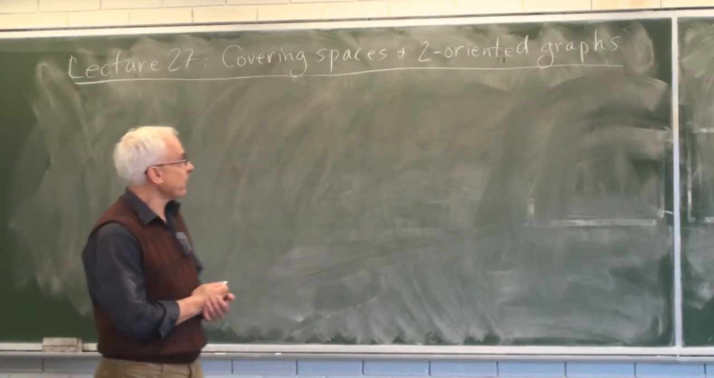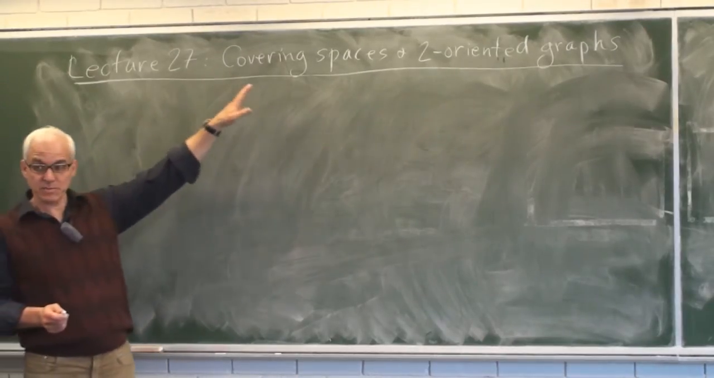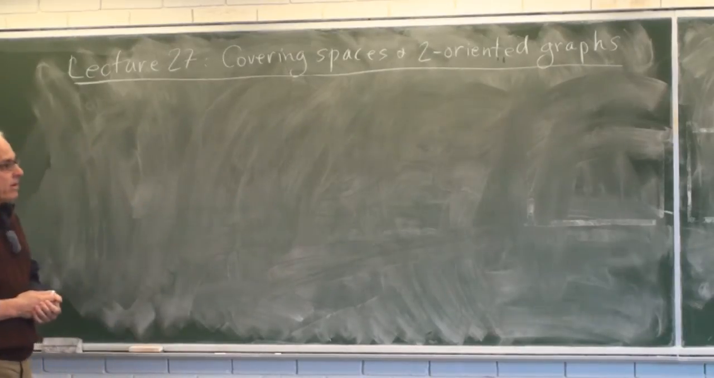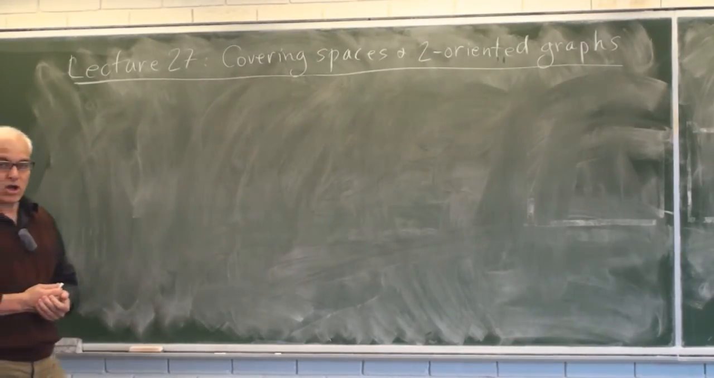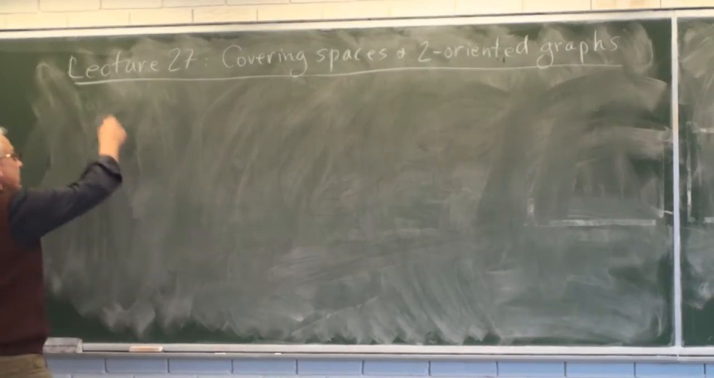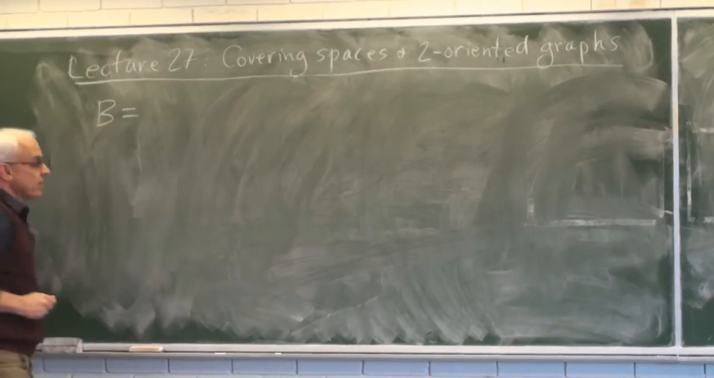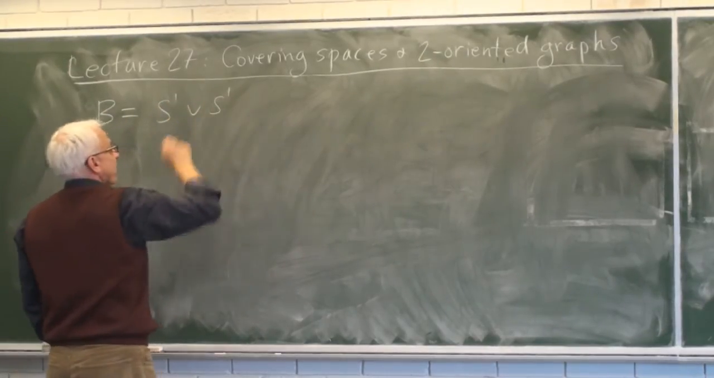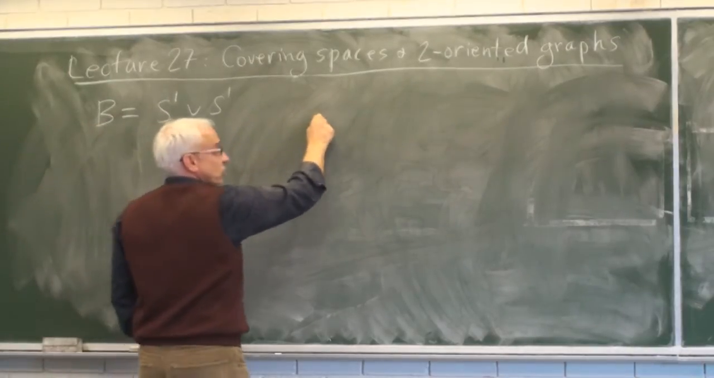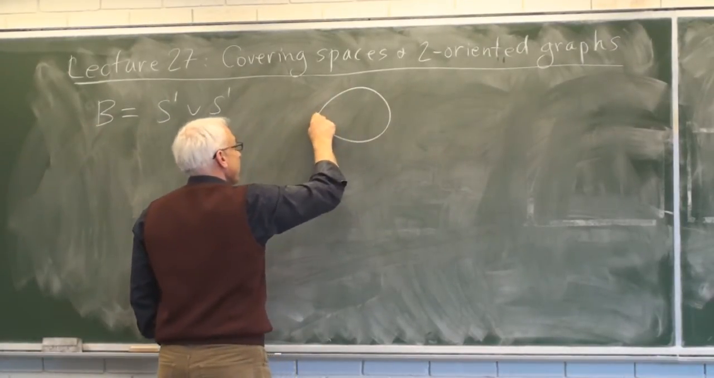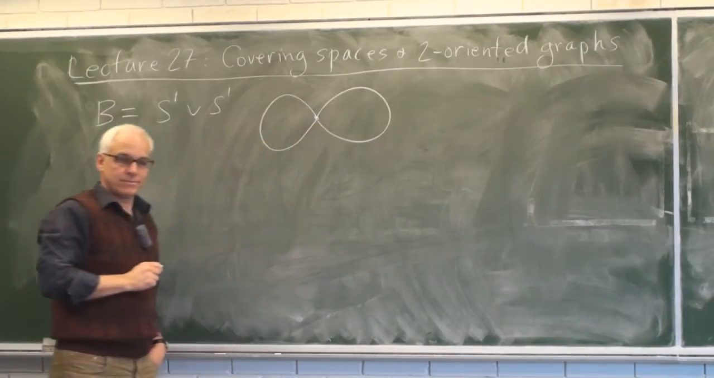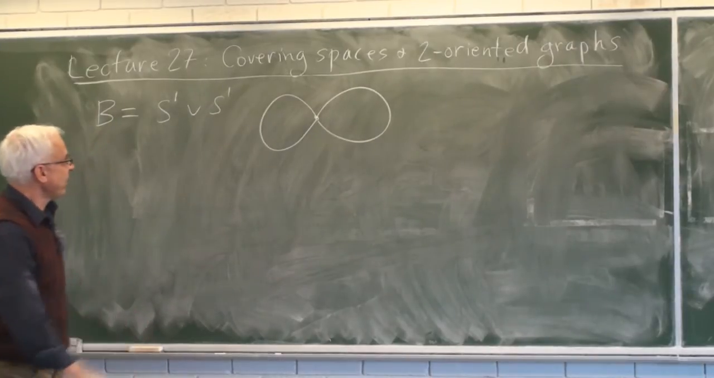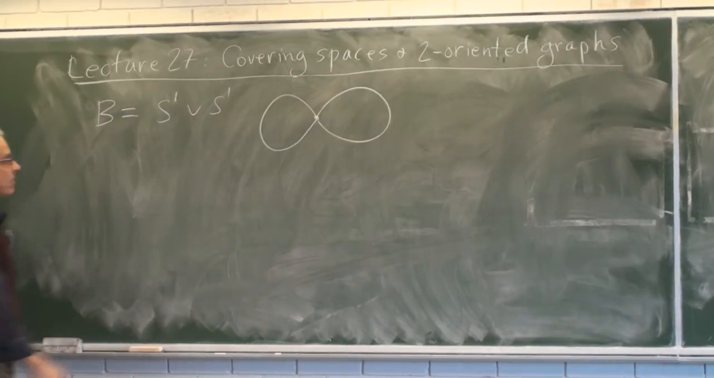Okay, so now we're carrying on from the previous lecture where we introduced covering spaces. And now I want to talk about some slightly more rich family of covering spaces. So what we start with here is this base space, which is sometimes called S1 wedge S1. It is two circles put together at a point. So we're taking two circles and gluing them together at a point, and I'm calling that S1 wedge S1.